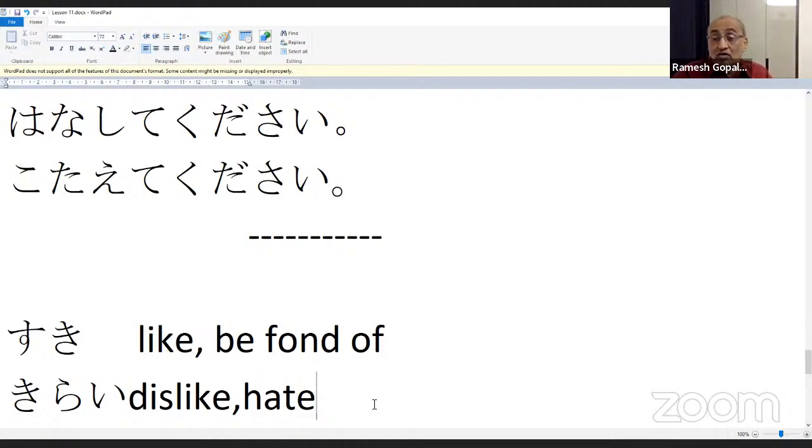Those things are not objects, remember. Objects can only come for verbs. That's the reason. They're not objects, they're subjects. So subjects will get ga. So whatever you like, please write that. Whatever you like, whatever you hate, whatever you want, those things will take the particle ga. Don't use o. Don't use o. O is only for objects.